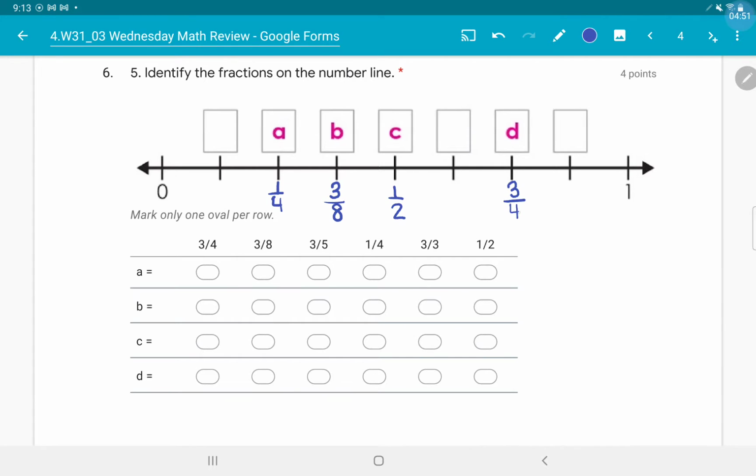Okay, so let's talk about how you found those answers. How many equal sized parts are there in that number line? How many parts is it broken into? 8. Between 0 and 1, there's 1, 2, 3, 4, 5, 6, 7, 8 equal pieces, so it's in eighths. So obviously B would be 3/8. But how did you know that A was 1/4?